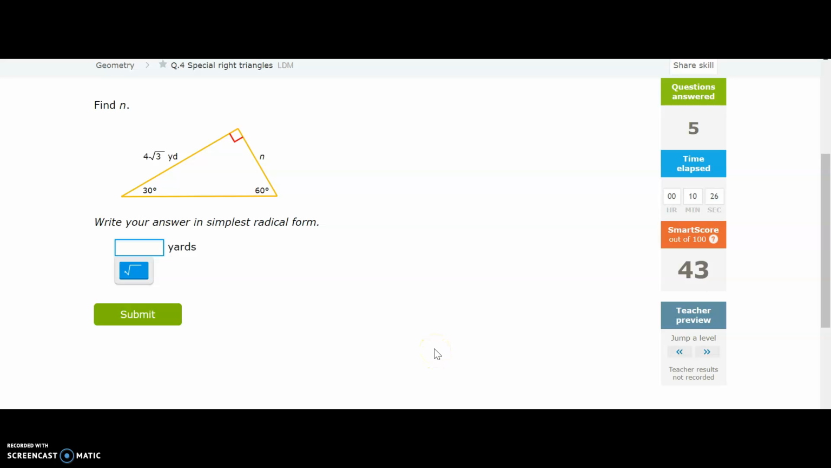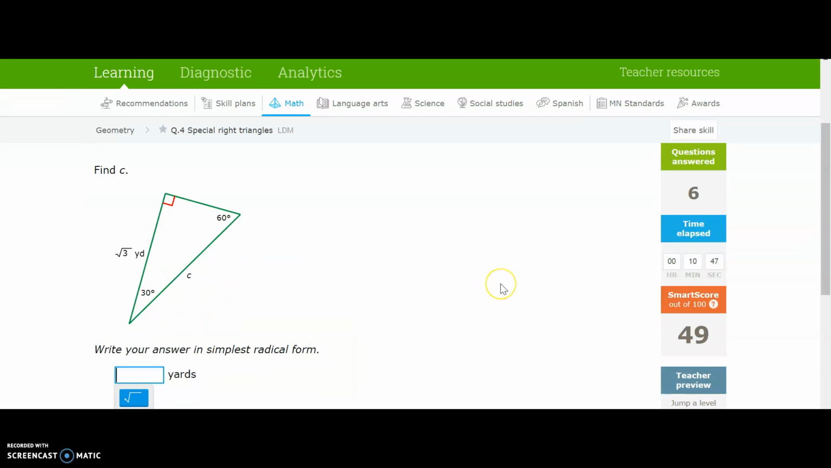Across from the 60, that's my medium. So the medium is 4 square root 3. And I want to know across from the small. Okay, well again, the small and the medium are the same. Right, so this would be a 4. The medium just has that extra square root 3. So the small just has a 4. Okay.